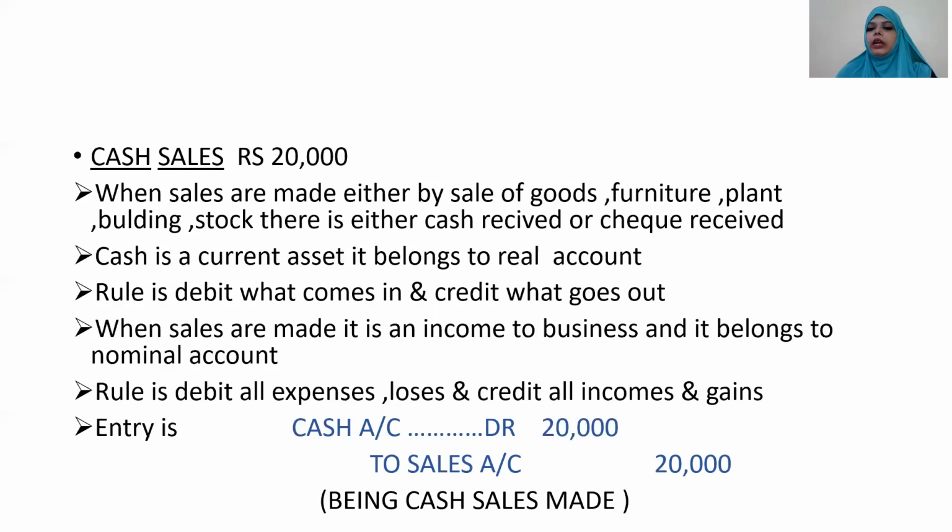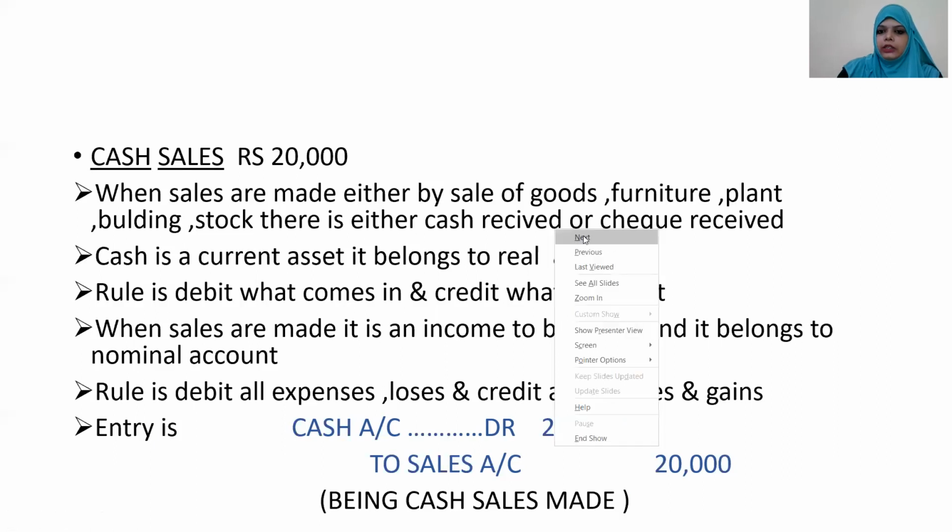So your entry will be cash account debited to sales account. In the narration part, we'll write that cash sales made, rupees 20,000. So this is how we perform our entry. We have to identify what has been done and how it reflects the business.